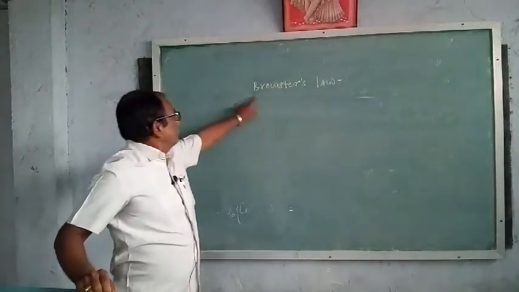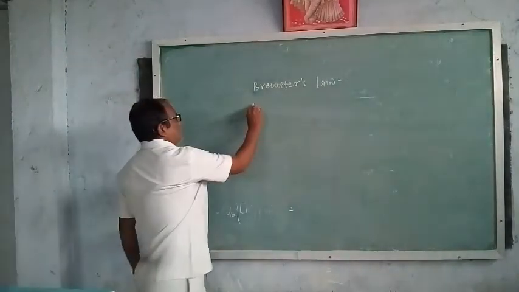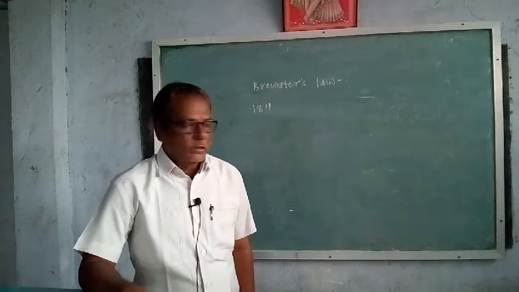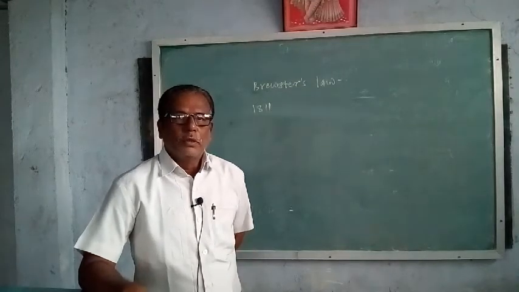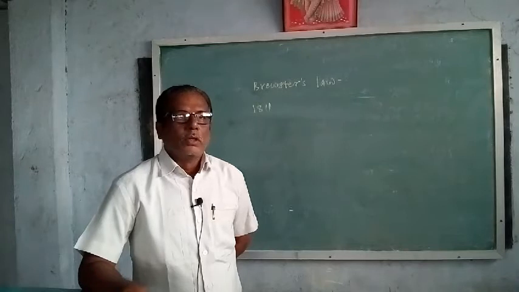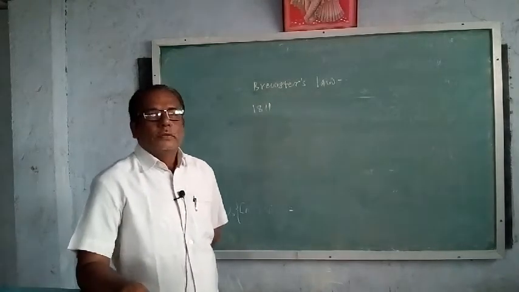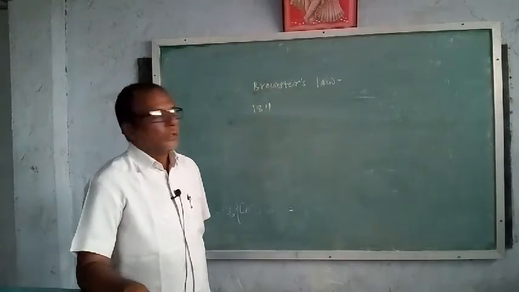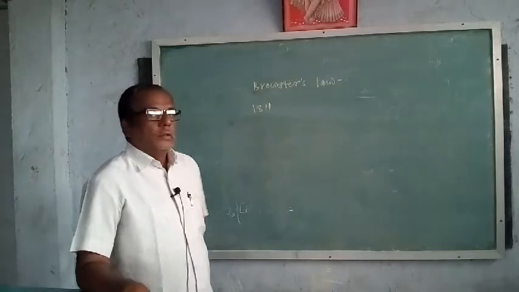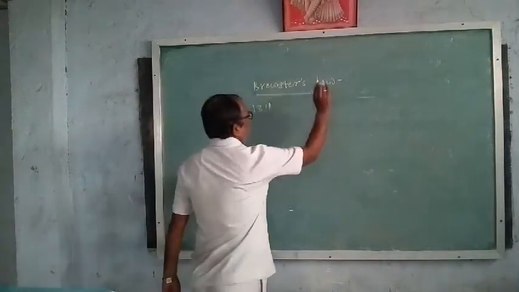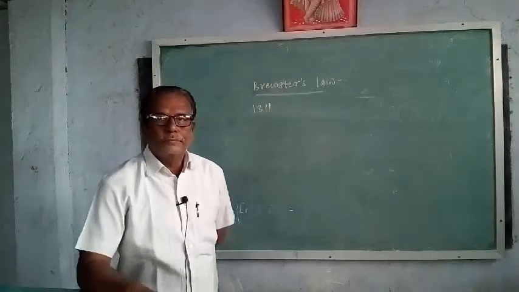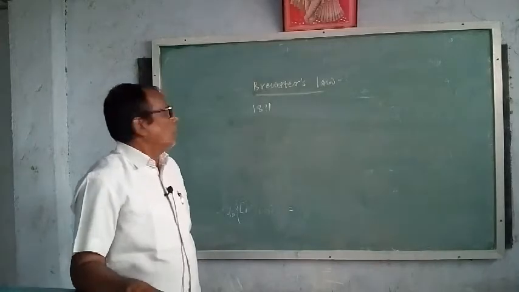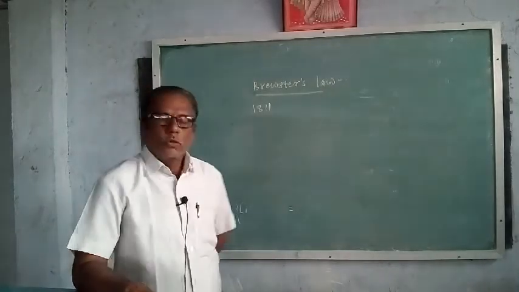So, in 1811, the scientist David Brewster performed a number of experiments on reflection to study the polarization due to reflection. So, first of all, we have to know the statement of Brewster's law. He performed a number of experiments and concluded a law which is known as Brewster's law.